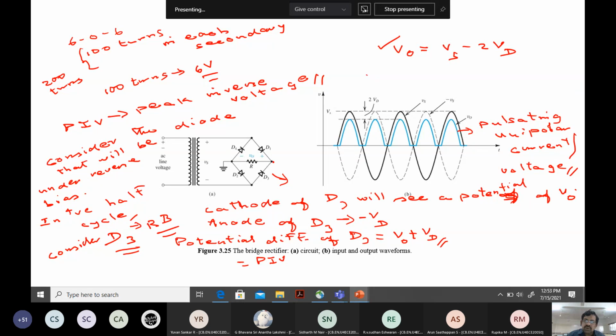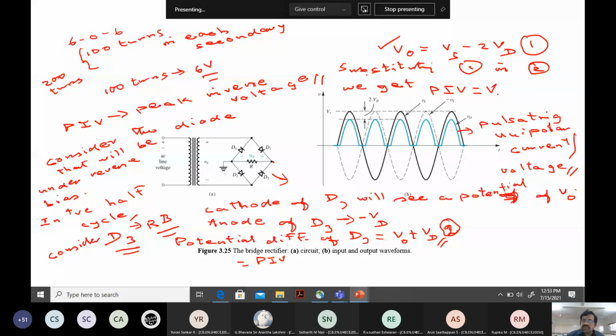So substituting for V naught, this is my equation 1, this is my equation 2, the way I explained. So substituting 1 into 2, we get PIV equal to Vs minus 2 Vd plus Vd, so it will become Vs minus Vd.